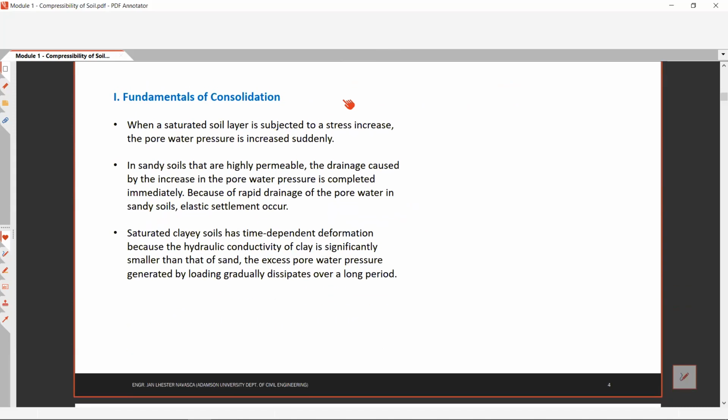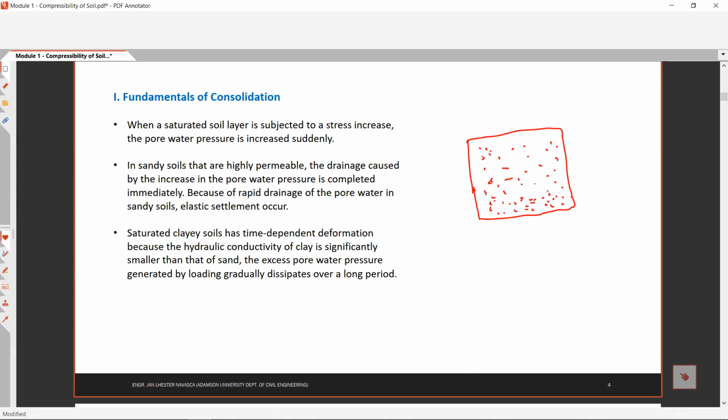Okay. So, when a saturated soil layer is subjected to a stress increase at the ground surface, ibig sabihin, may pagbabago yung stress dun sa top ng soil layer. So, ang mangyayari, yung pore water pressure ay mag-i-increase suddenly. Okay? So, in the case ng sandy soil, drawing ko lang yung sandy soils. Ito yung soil, sandy. Medyo parang ganyan-ganyan lang yung soil particles. Okay? Medyo may voids pa rin naman siya ng konti.